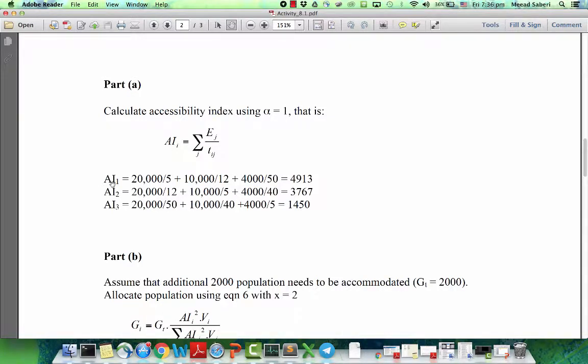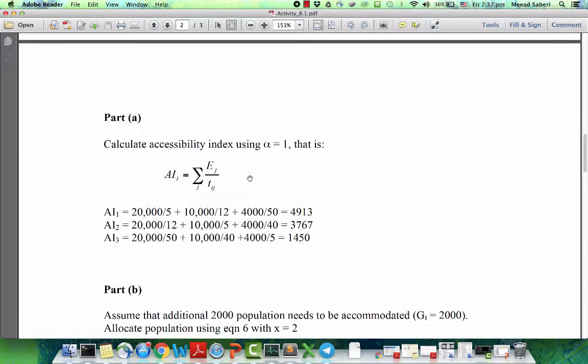So therefore, you can calculate an accessibility index for every zone. Accessibility index of zone 1 is equal to the number of jobs in zone 1, which is 2,000, over the internal travel time of zone 1, plus 10,000 jobs over the travel time between zone 1 and 2, plus 4,000 jobs over the travel time between zone 1 and 3, which ends up to 4,913. You can calculate the similar accessibility index for zone 2 and zone 3 using the information given in table 1 and table 2.